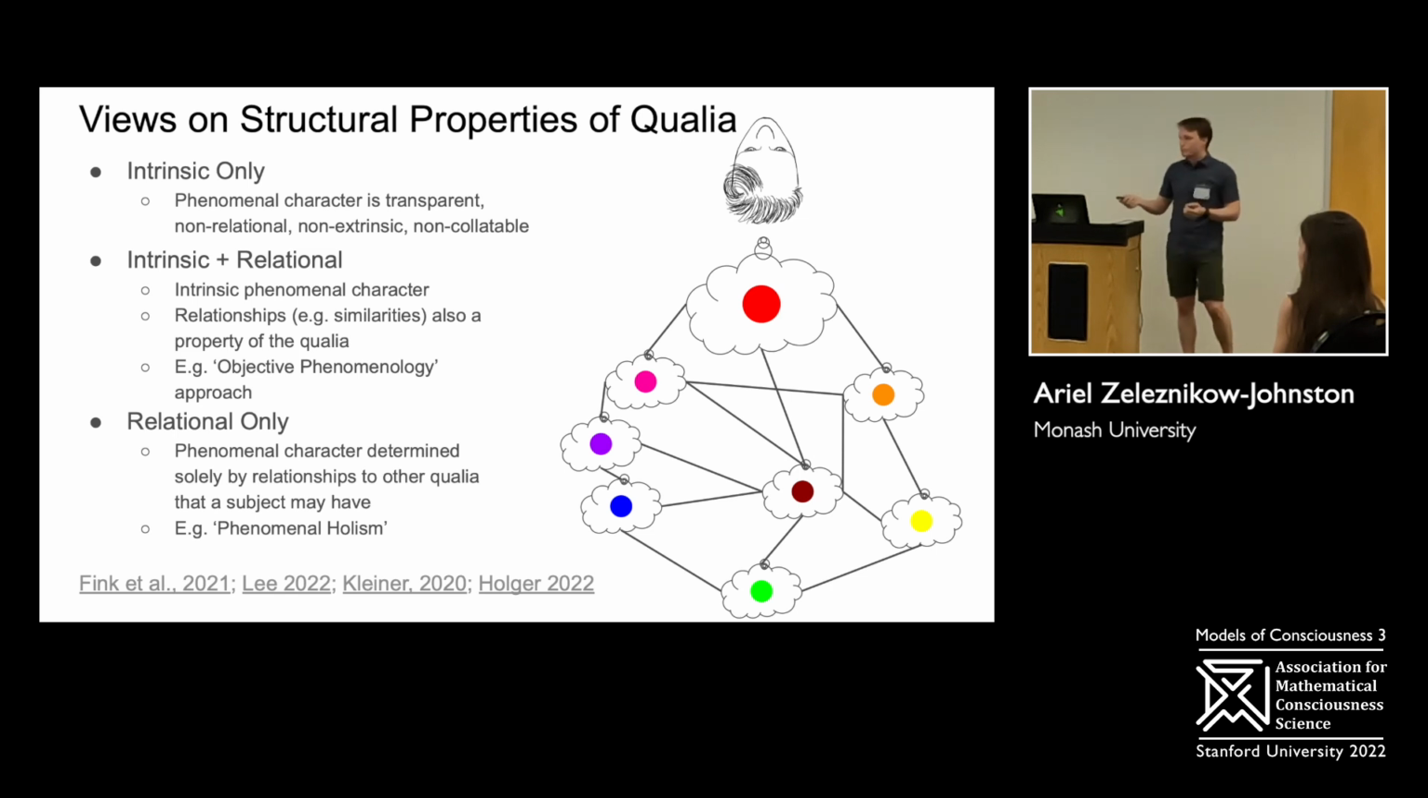And there are people who've explored this sort of approach, such as Andrew Lee with his objective phenomenology ideas. Then there's also people who posit that qualia or experiences are entirely relational. So the phenomenal character, the redness of red, has nothing intrinsic to it, and it's entirely determined by the other relationships that a person could be having. So this is the idea of phenomenal holism. So this is just to point out that there's varying views on whether or not there's relational or structural properties to qualia.